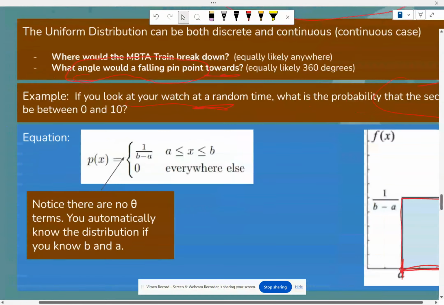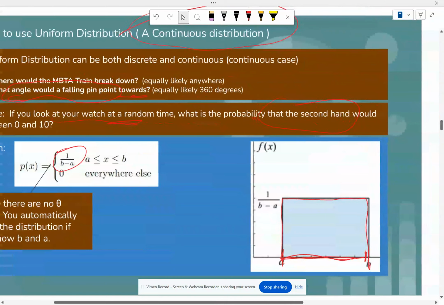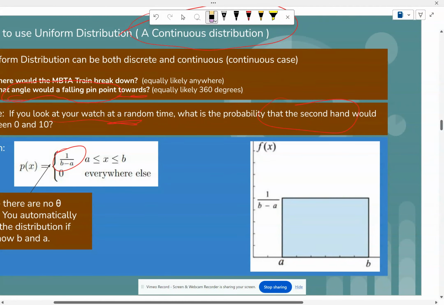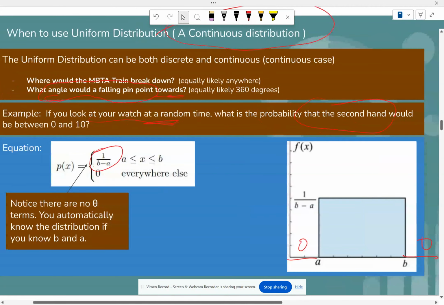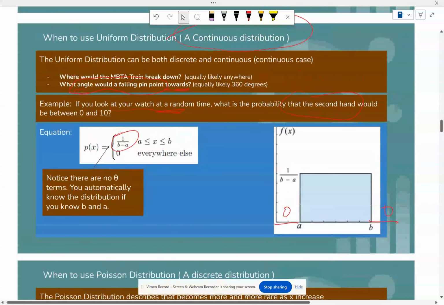For those cases, the probability is also a constant, right? Remember, the area under the curve, because it's a probability, has to equal 1. Therefore, the width times the height has to equal 1. That's how you know the height here, and p of x is 1 over b minus a. So it will be 1 over b minus a between a and b, and everywhere else will be 0. So the probability distribution for the uniform continuous is also really easy.